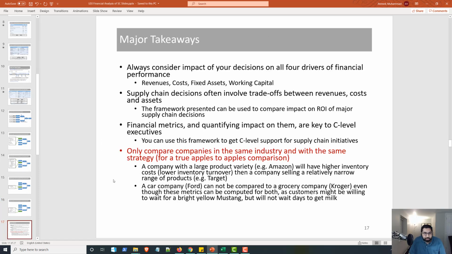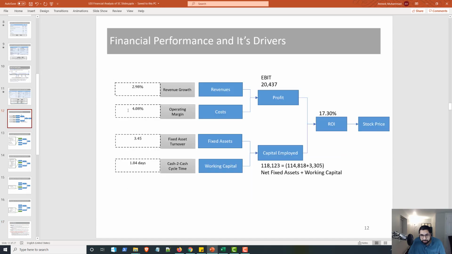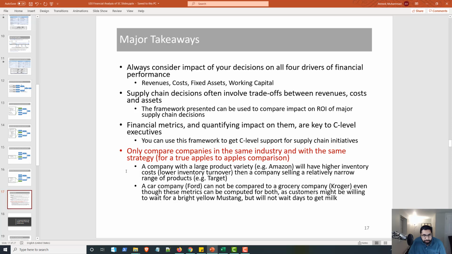Okay, so this was a really powerful model. Why? Because it links supply chain management decisions to 4 drivers of value. The 4 drivers of value are linked to ROI and economic value add, and that is linked to the stock price. Major takeaways. Always consider impact of your decisions on all 4 drivers of financial performance: revenues, cost, fixed assets or fixed asset turnover, and working capital requirements. Supply chain decisions often involve trade-offs between revenues, costs, and assets.